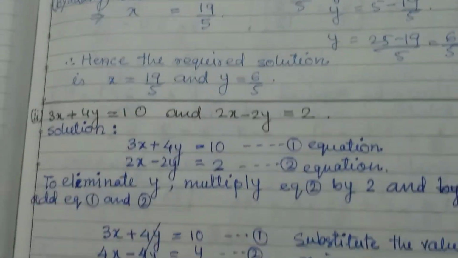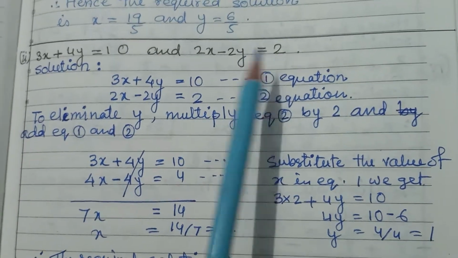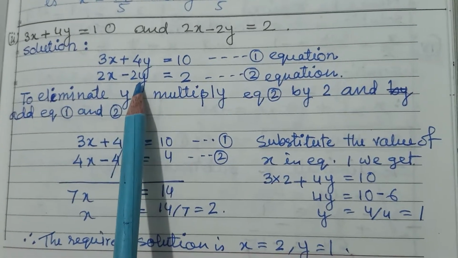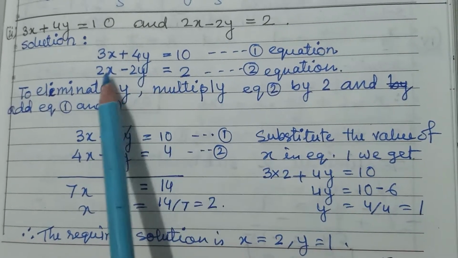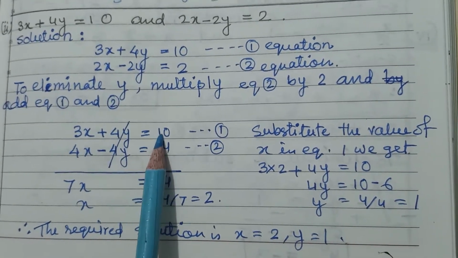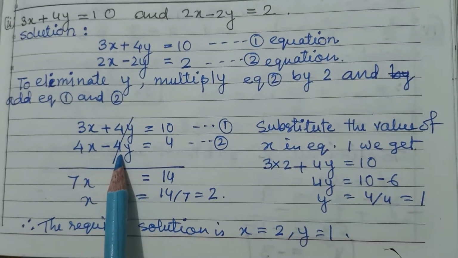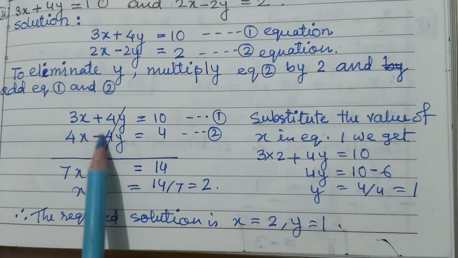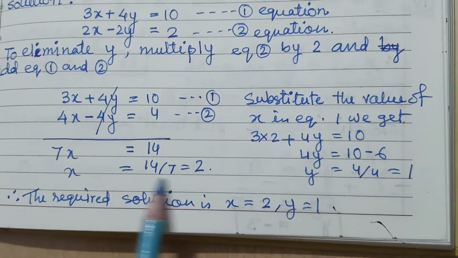The next question is 3x plus 4y is equal to 10 and 2x minus 2y is equal to 1. Now, to eliminate x or y, here I have eliminated y. So I multiplied the second equation by 2, all 3 terms. So it is 3x plus 4y is equal to 10, as it is we have to write. And the second one is multiplied by 2, it is 4x minus 4y is equal to 2. Now eliminate this because it is plus and minus, you can cancel it. 3x plus 4x, 7x is equal to 14, x is equal to 2.